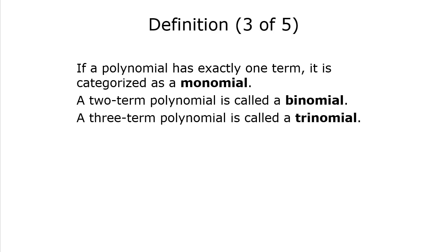Now, if a polynomial has exactly one term, it's categorized as a monomial, like mono meaning one. I'm trying to think of an example of that word, but I'm sure you have some. The monorail, right? It's a thing that runs along on one rail. Mono in Latin means one. And then if it has two terms, it's a binomial, like a bicycle has two wheels. And if it has exactly three terms, it's called a trinomial, like a tricycle has three wheels. This is all Latin junk.